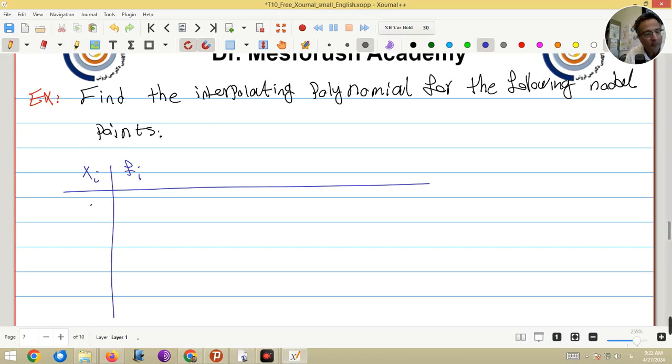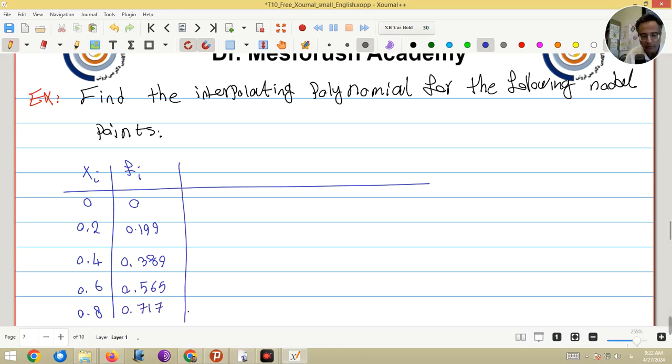Let me have the nodal points like this: 0, 0.2, 0.4, 0.6, 0.8. And let me have for fi: 0, 0.199, 0.389, 0.565, 0.717. Okay, this is fi.